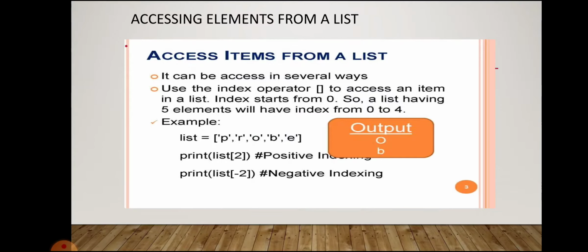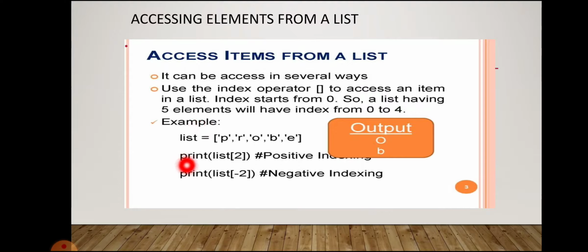Accessing elements from a list. How to access the elements from a list? It can be accessed in several ways. We can use the index operator to access an item in a list. The index starts from 0. So a list having 5 elements will have the index from 0 to 4.